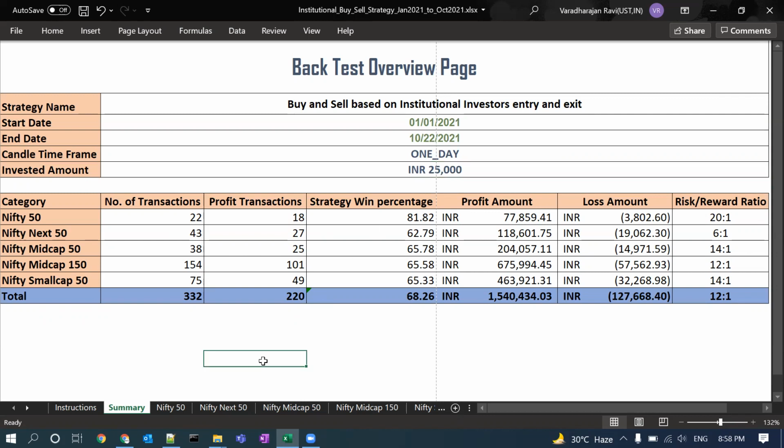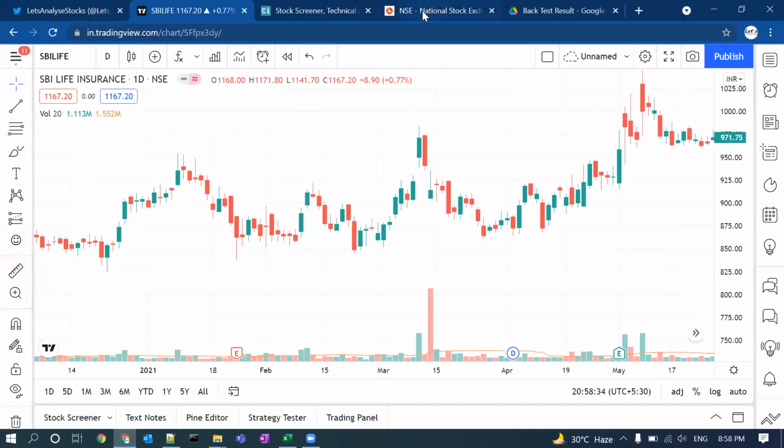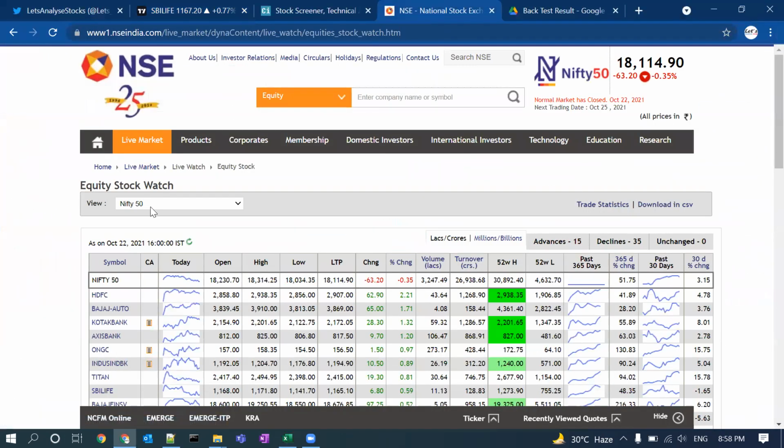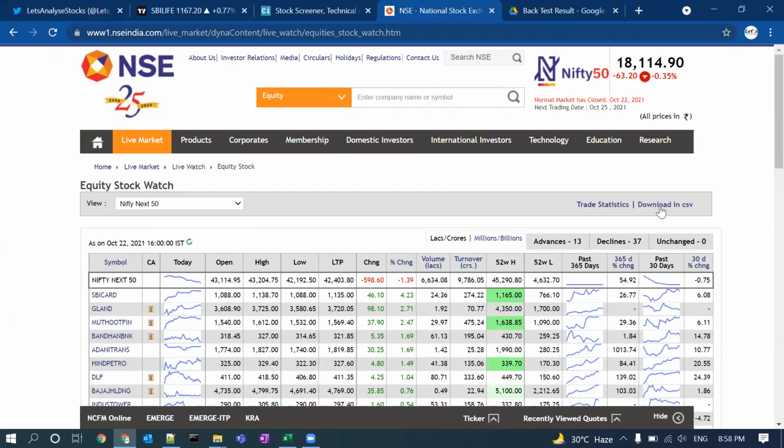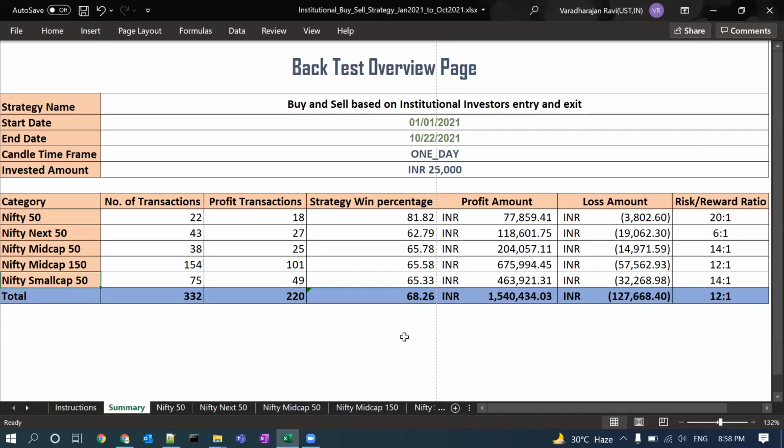So we tested this strategy in major indices like Nifty 50, Nifty Next 50, Nifty Mid Cap 50, Nifty Mid Cap 150, Nifty Small Cap 50. You can get the list of these stocks on the NSE India website. Here you can check the indices and you can download the list of stocks in that particular index.